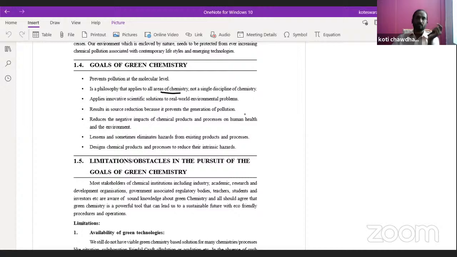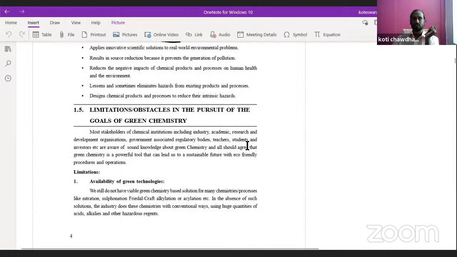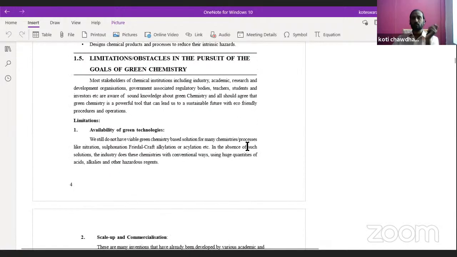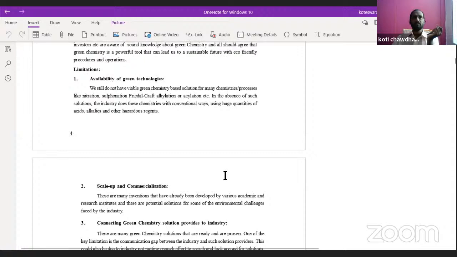Okay. Next, what are the limitations and obstacles in the pursuit of the goals of green chemistry? Whenever we are going to achieve these goals of green chemistry, several hurdles are there. We need to overcome and remove them. First thing, availability of green technology. For every case, green chemical technology may not be available, but we need to develop it.